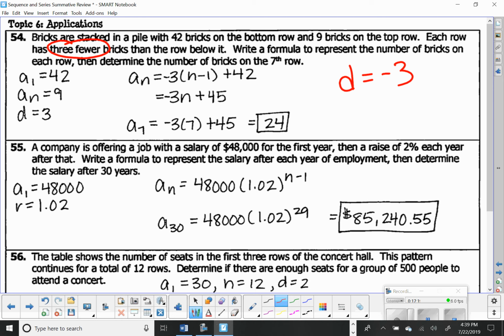Then I'll put -3 or 3. Depends on a sub 1. Okay, so then from there, you just have your a sub 1, your a sub n, so you can plug it in and figure out what to do. Okay, you know you want a sub 7.